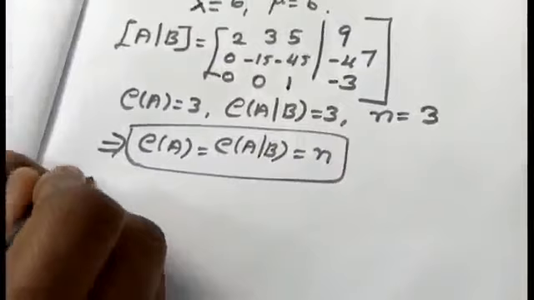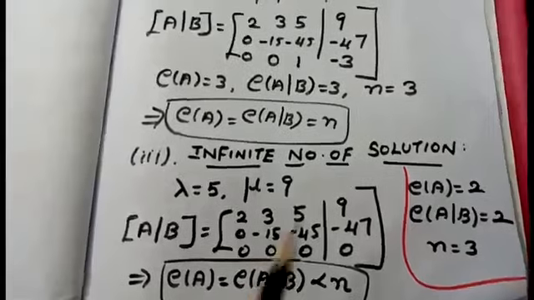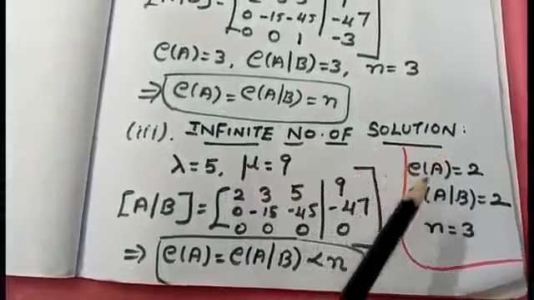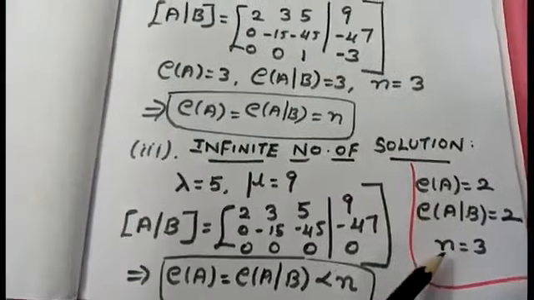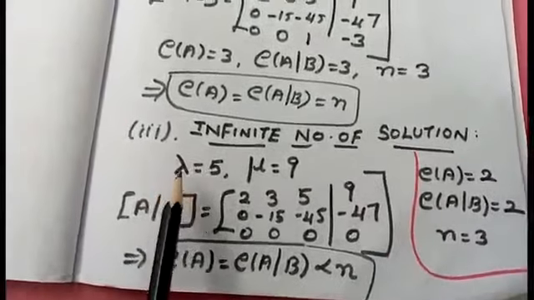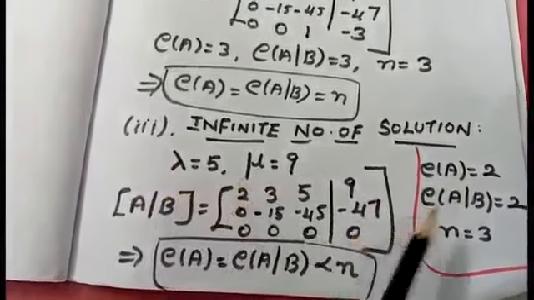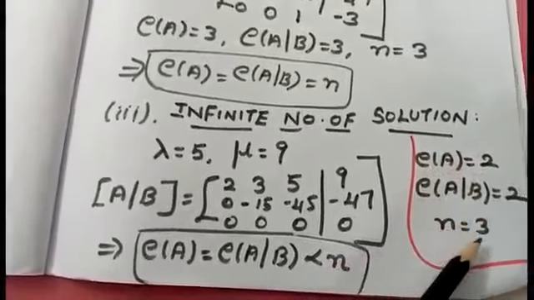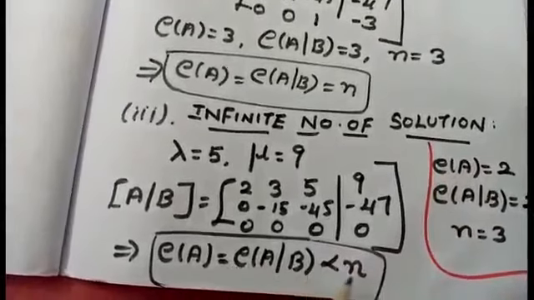And the third one is infinite number of solutions. Infinite number of solutions means the rank of A and rank of AB must be less than n. So I am going to give lambda equal to 5, nu equal to 9, and I will get the matrix in this form. If you check, rank of A equal to 2, rank of AB equal to 2 and n equal to 3. So I am getting the condition which is necessary for infinite number of solutions.